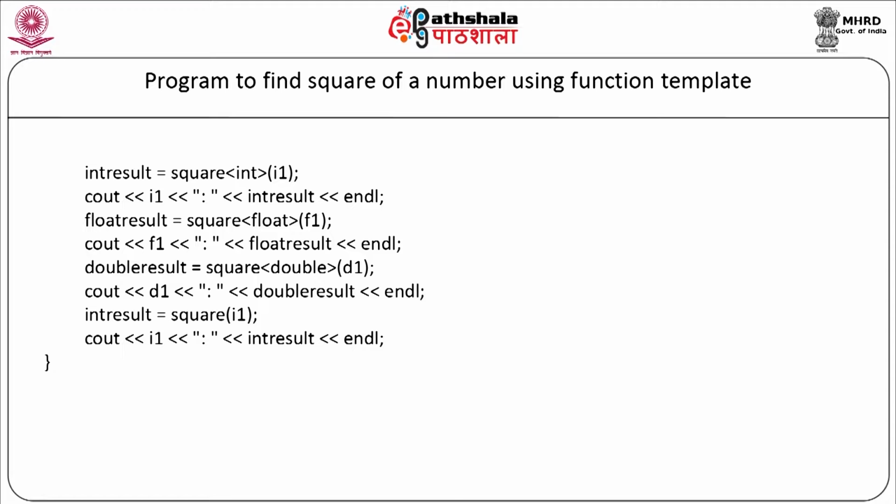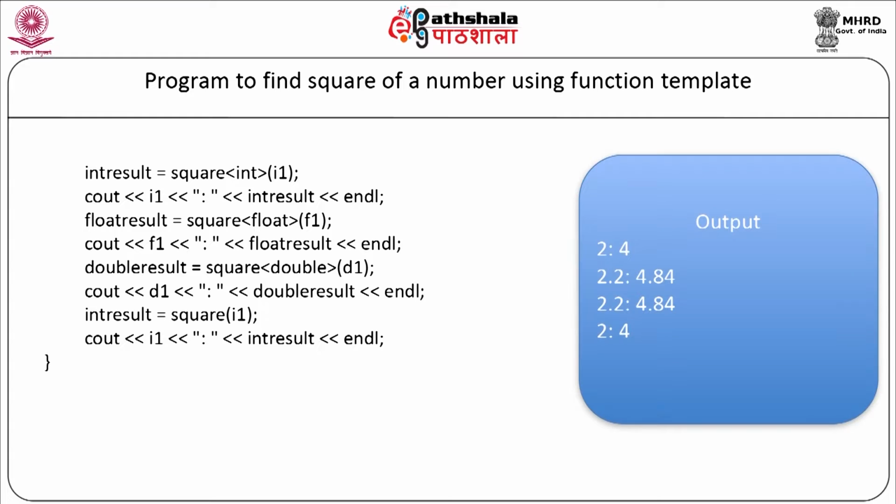When the above code is compiled and executed, it will produce the result as 2 : 4, 2.2 : 4.84, 2.2 : 4.84, and the last one is 2 : 4.